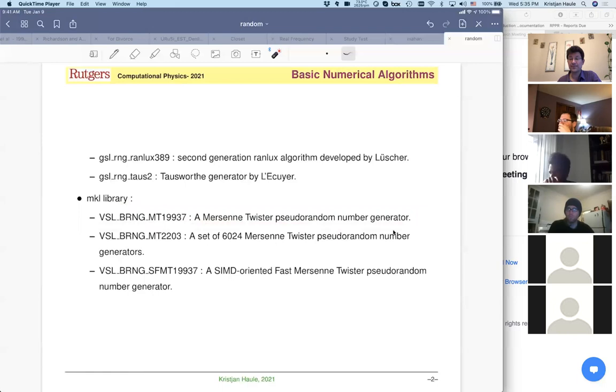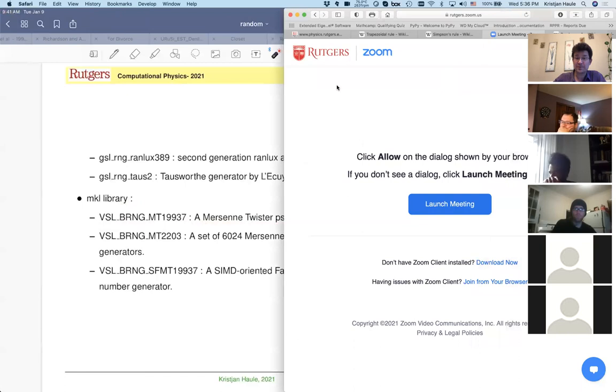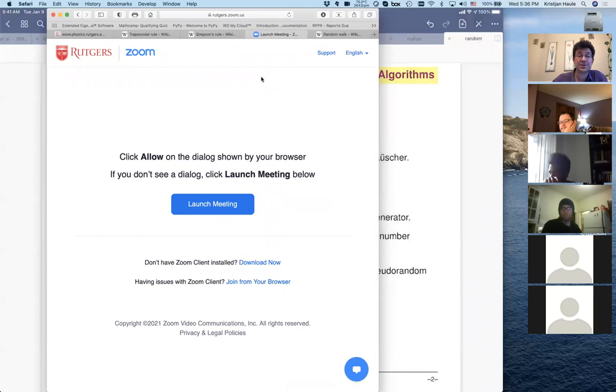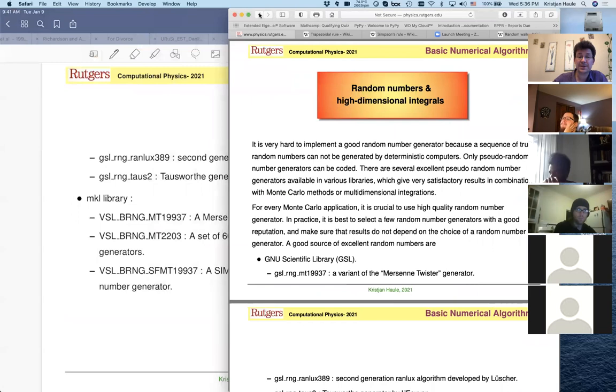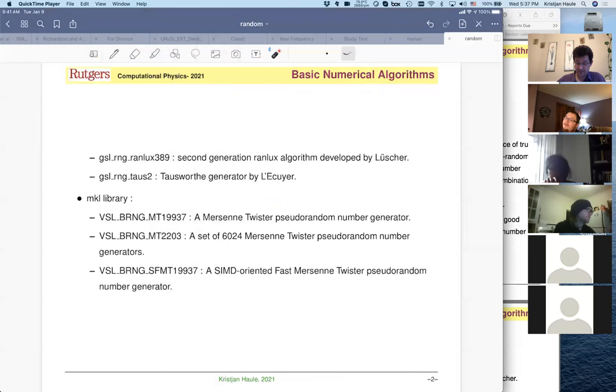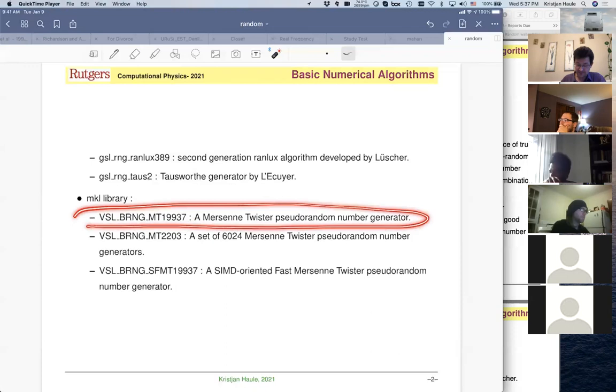I checked the SciPy documentation just before we started this lecture. It turns out that the current implementation of random in SciPy or NumPy actually uses, they say, something slightly better than this 19937 Mersenne Twister. So they claim that this Mersenne Twister, which is kind of state of the art, has been surpassed: there is another random number generator that was recently shown to be better than this, and so they use the next generation of that.